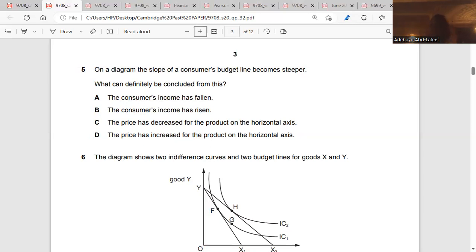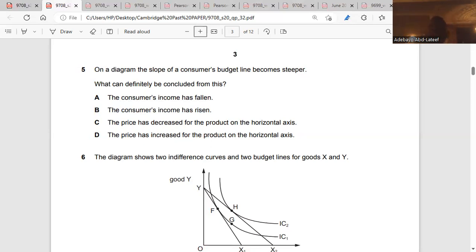It becomes steeper if the price increases. We said the price decreases, or increases, it is flatter. When it is flatter, the price decreases. When it is steeper, the price increases. So it's D.